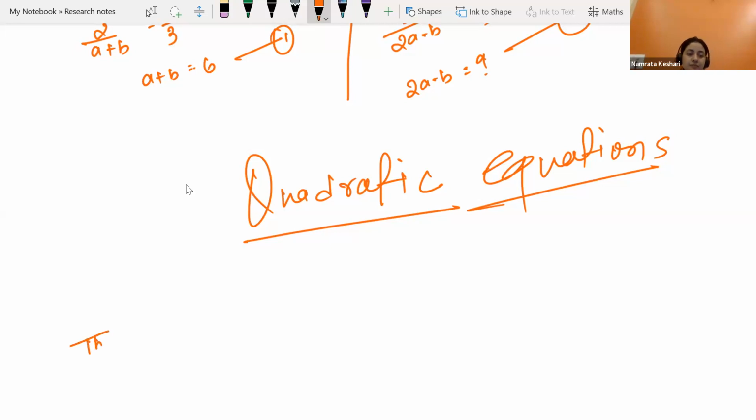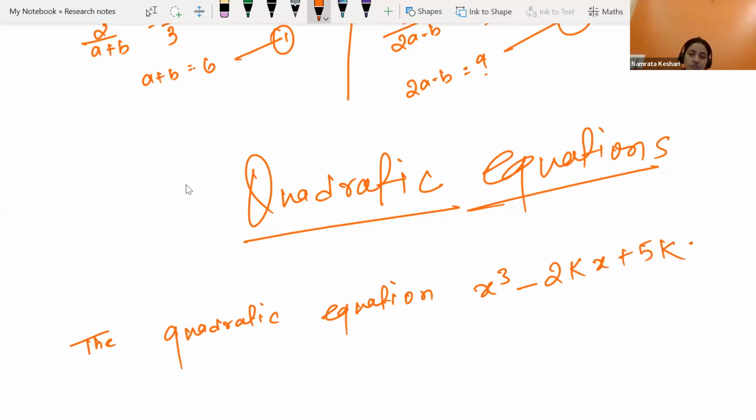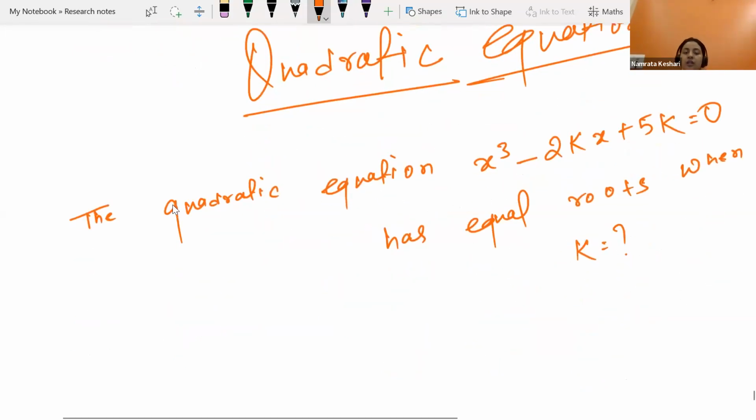The quadratic equation x squared minus 2kx plus 5k is equal to 0 has equal roots when k is equal to, find the value of k. The condition is given already that it has equal roots.